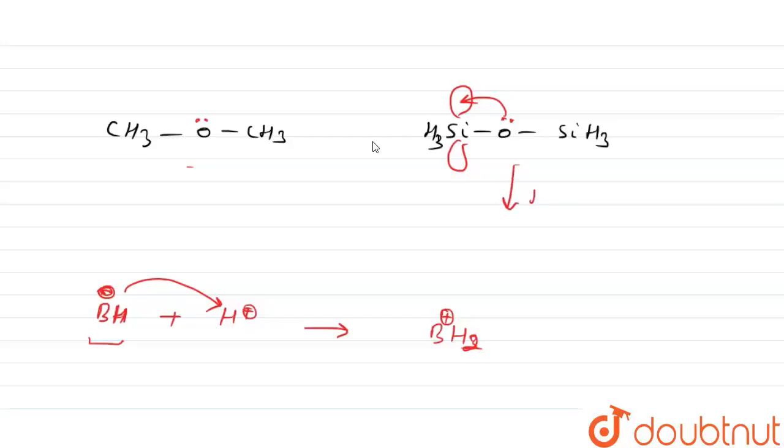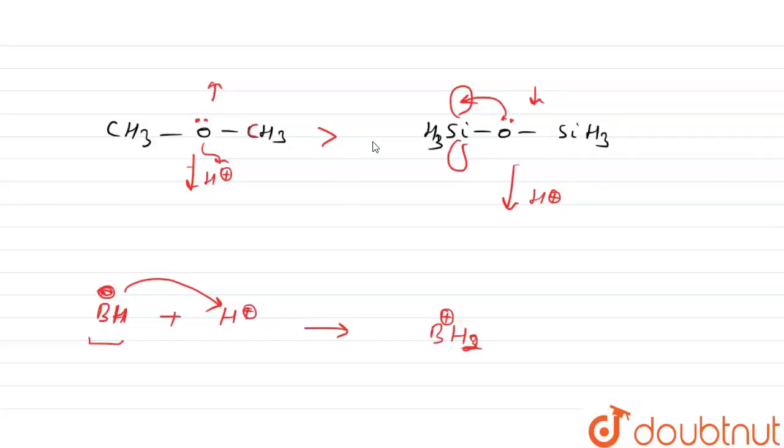Suppose H plus comes to accept the lone pair, because Lewis basicity is the electron donating tendency to the H plus. Here this oxygen will not donate the lone pair to H plus easily, because its lone pair is already delocalized with the empty orbital of silicon. But here we have carbon, which does not have any empty orbital. So this lone pair is available to donate to H plus, and this oxygen can easily donate it. So its Lewis basicity will be more, and the other's will be less. So this statement is correct.